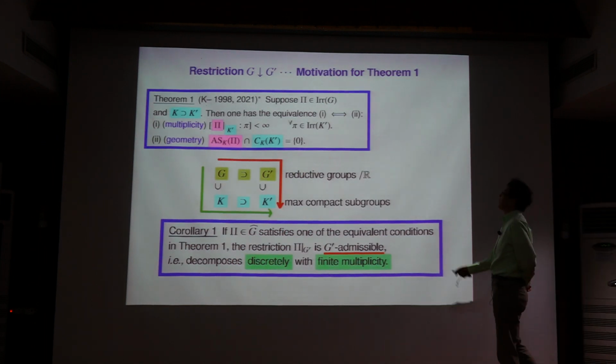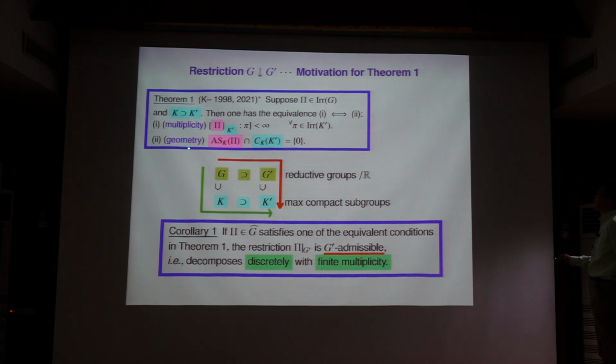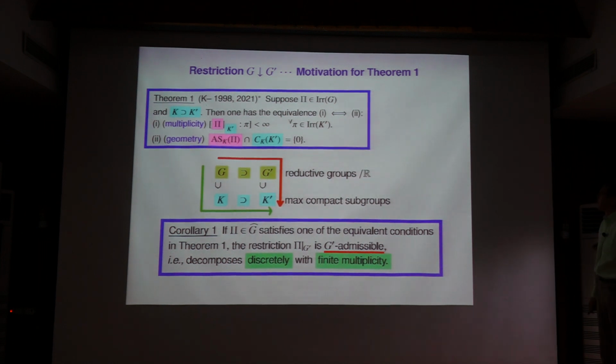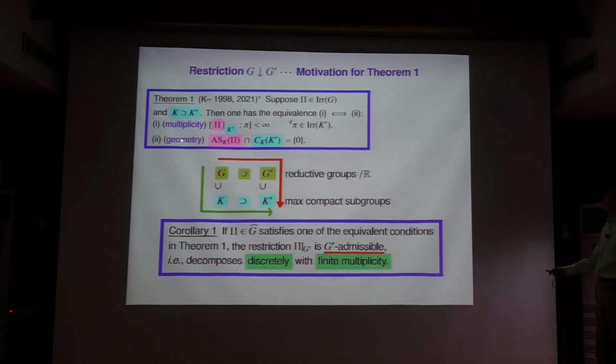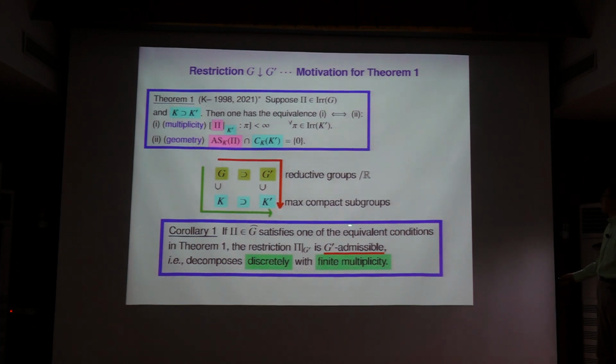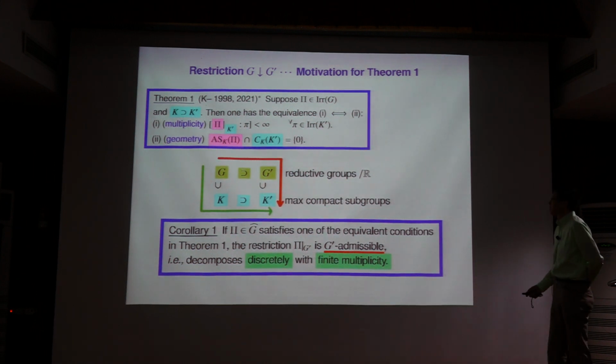Then the motivation of this theorem is that we want to understand the restriction here, but we use the knowledge from the restriction to here, or equivalently the restriction here. So this is the theorem. And then what we can say from this theorem is the following. Suppose that this pi and Z prime satisfy one of the equivalent conditions, so therefore both conditions are satisfied. Then the restriction to non-compact Z prime is Z prime admissible. Namely, the restriction to this non-compact subgroup decomposes discretely with finite multiplicity. And the converse is true, for example, if pi is Harish-Chandra's discrete series representation.